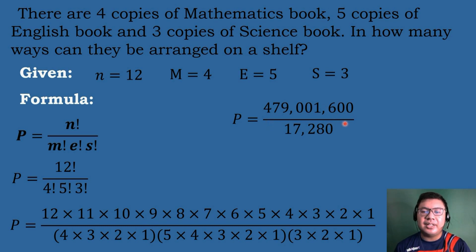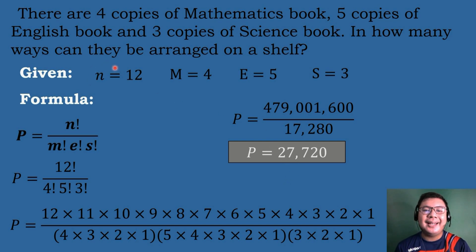Then we will divide these numbers. 479,001,600 divided by 17,280 is equal to 27,720. Therefore, there are 27,720 possible ways we can arrange these books on a shelf. Let's have our next problem.